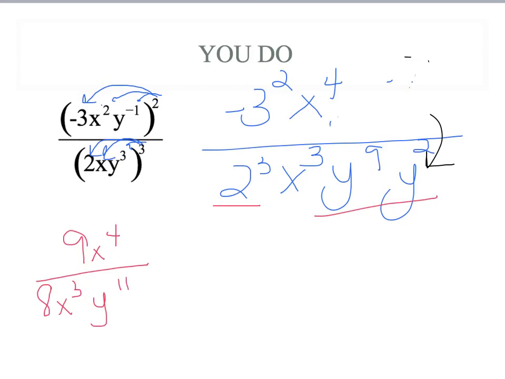Now let's see if I can cancel anything out. I know I can subtract. There are more x's on top, so if I take away x to the third, I have x to the 1 left on top. Can't do anything with the 9 and the 8, so my final answer is 9x over 8y to the 11th.